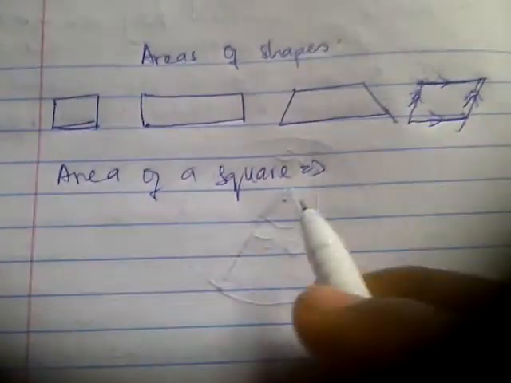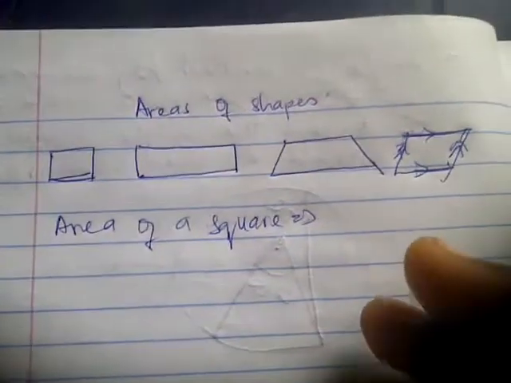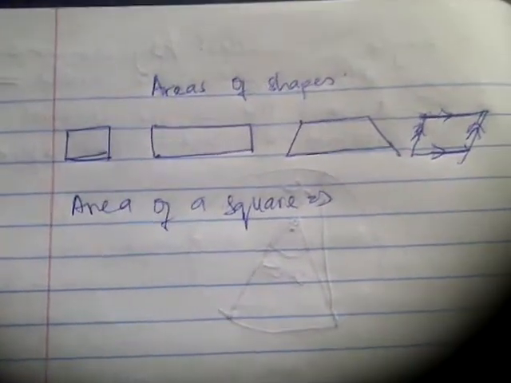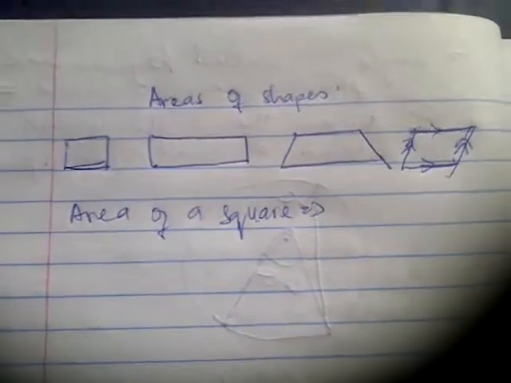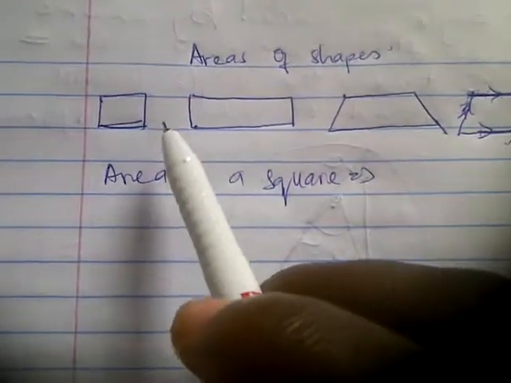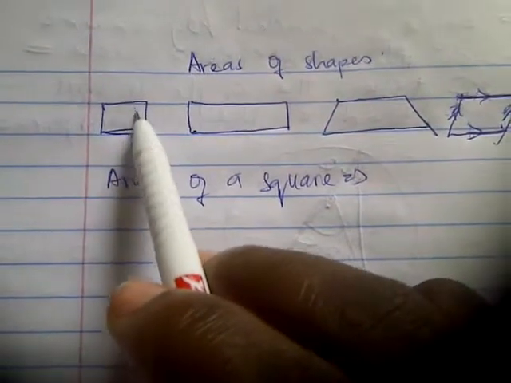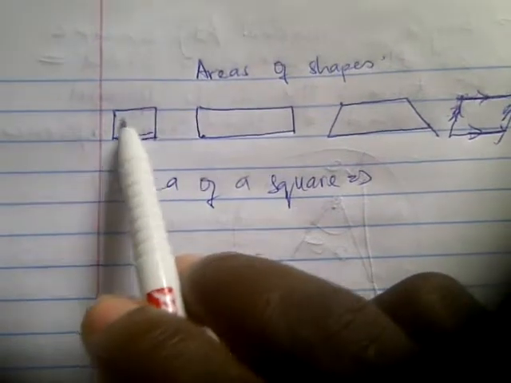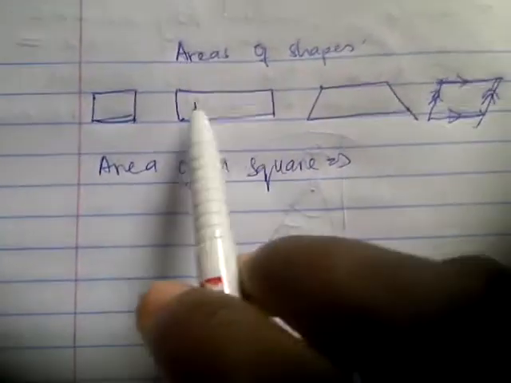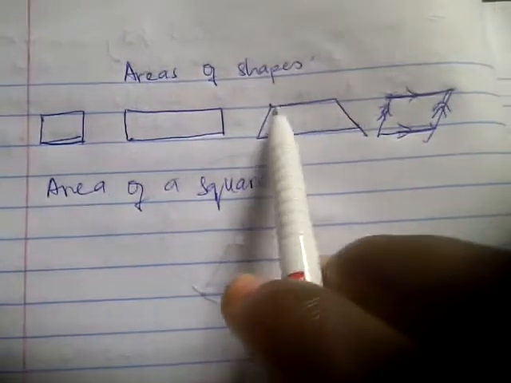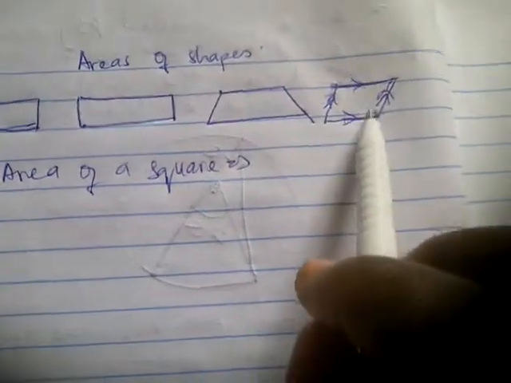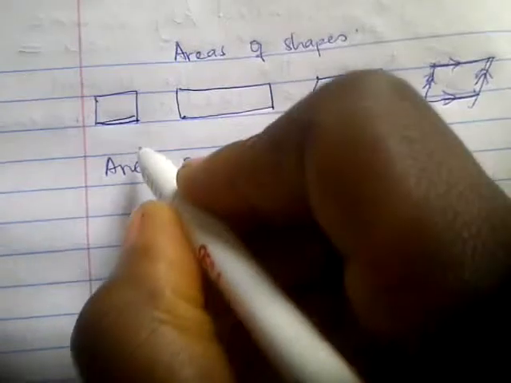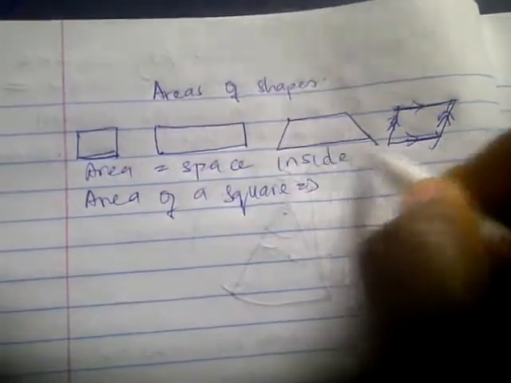Before we go to the area of a square, all these areas that we keep hearing about, area of this, area of that, what is really the meaning of area? Okay, it actually means the space inside a plane. For example, this is a plane square. The whole space inside it is the area. The whole space inside this one is the area. So let's write it down: it is the space inside a plane.